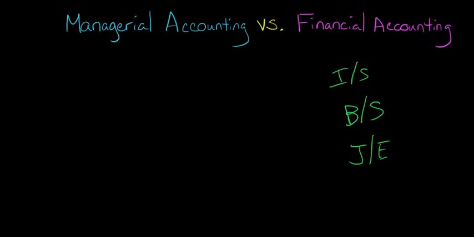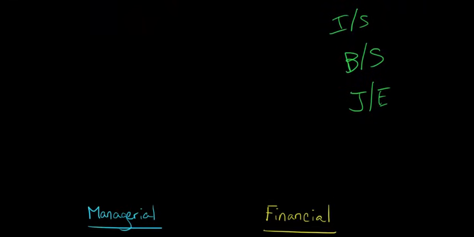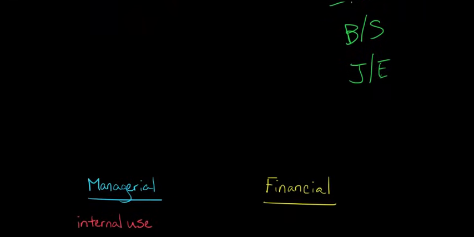And so I think it's important to highlight some of the differences between the two types of accounting so you have a better understanding of what each is and what they're used for. So when we think about managerial accounting, there's really this emphasis on internal use of the accounting numbers that you're creating. When we think about financial accounting, it's really the opposite. We're looking at external use.